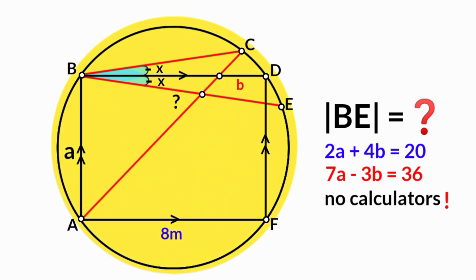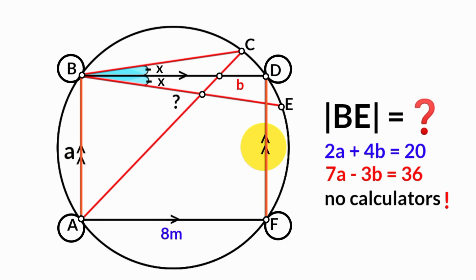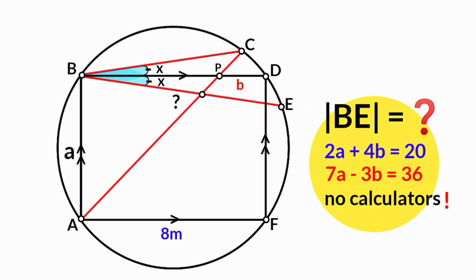If you look here, this line AB and this line DF are parallel, and also this line AF and this line BD are parallel. We have the length of this side to be 8 meters. The length of this side AB is A, while this little segment, let's label this point P and call it DP, has its length to be B. Here we have two equations: 2A plus 4B equal to 20 and 7A minus 3B equal to 36.